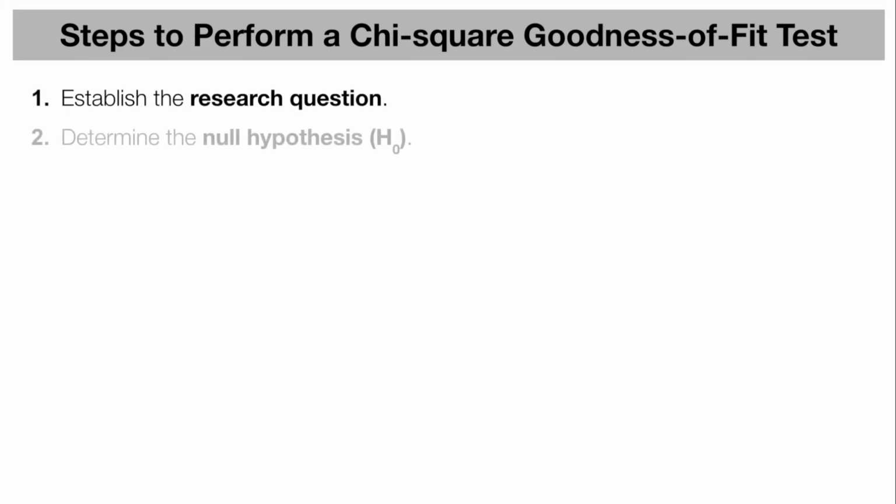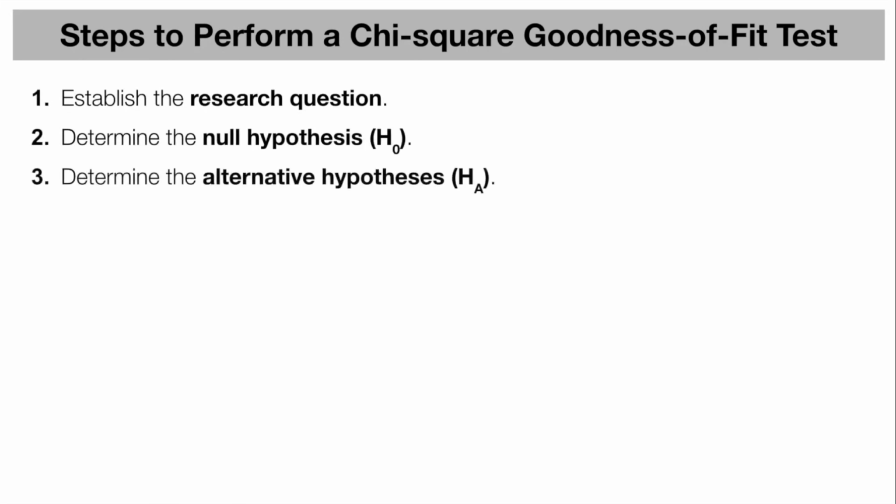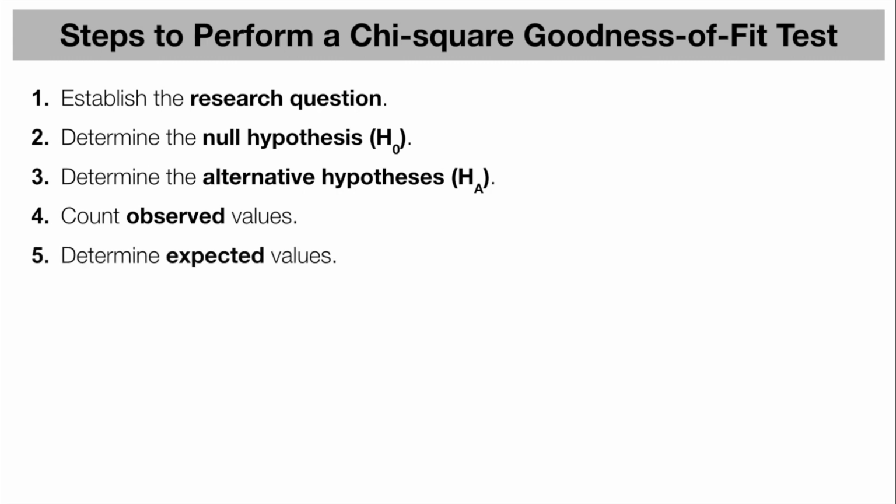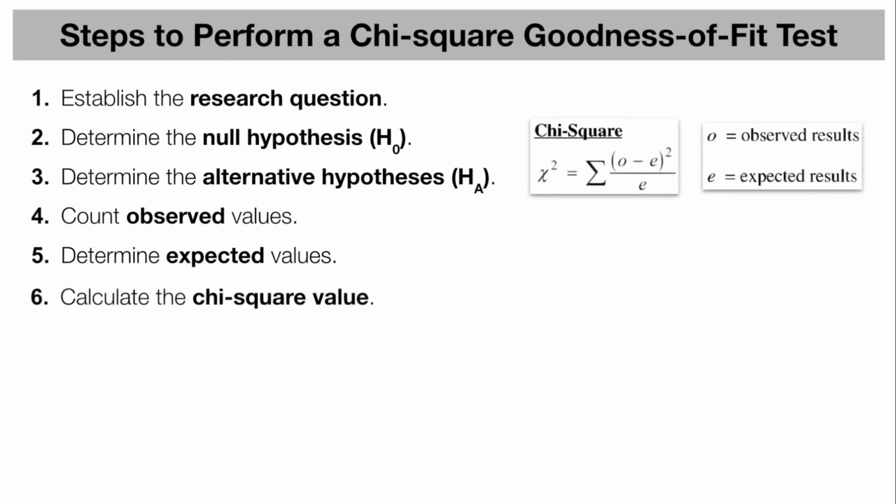So what are the steps we need to take to perform a chi-squared goodness of fit test? The first step is we have to establish a research question. Then we have to come up with a null hypothesis and alternative hypothesis for that research question. We have to do the experiment and count observed values. And then we have to predict or determine the expected values.